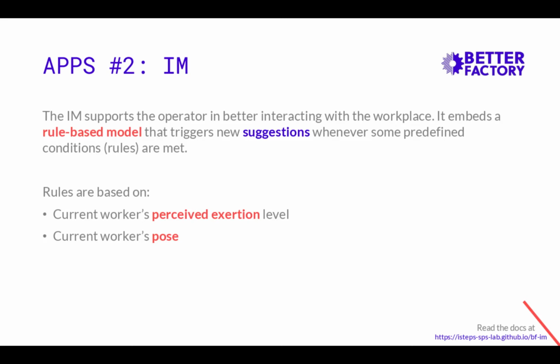The IM aims at improving humans' interactions with the surrounding environment, as well as humans' well-being. The goal is achieved by suggesting interventions to operators, based on their conditions. The decision logic is encoded in rules that are triggered when certain conditions are met. For example, a worker may be suggested to have a break if her current perceived exertion level is greater than 6. IM rules are based on data from FAMS and PRIC, thus workers' perceived exertion and pose.